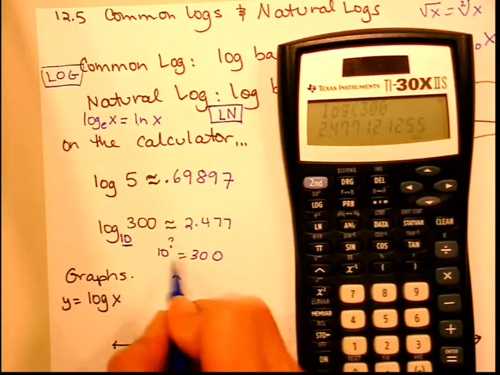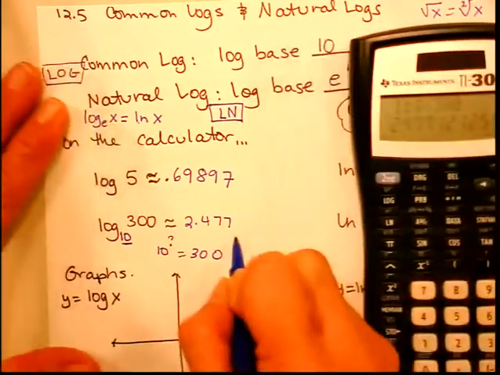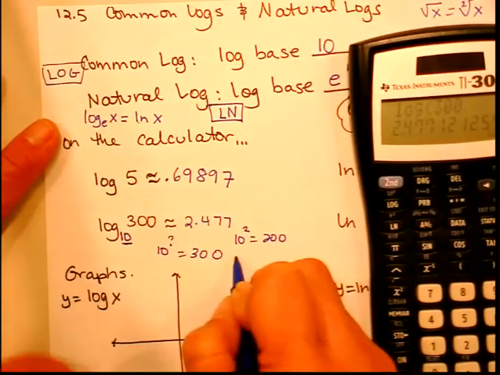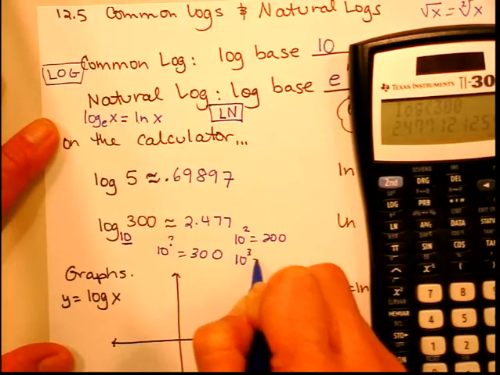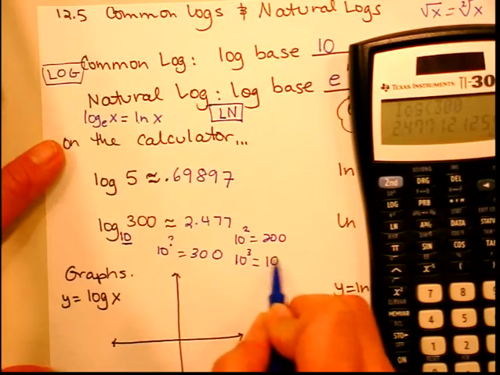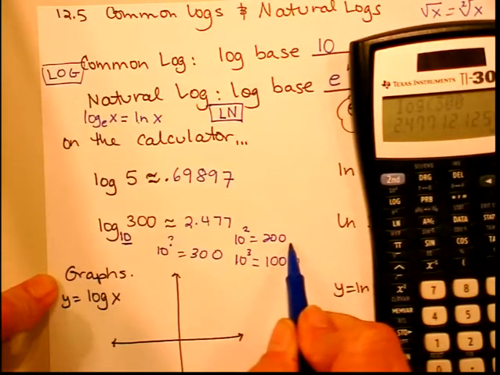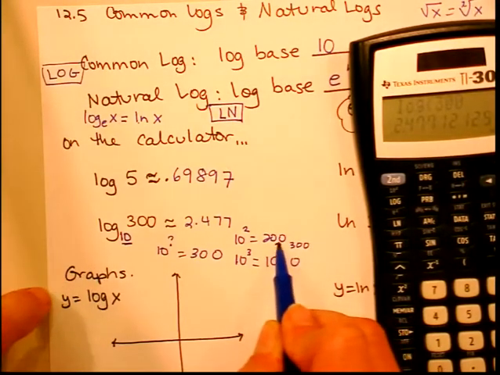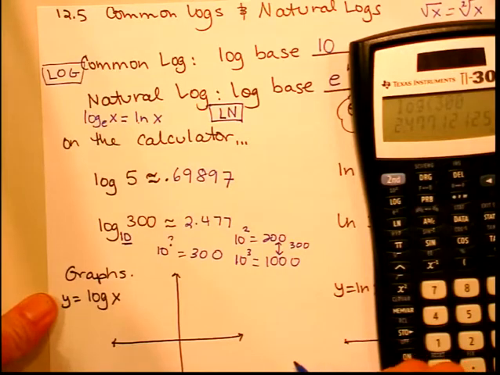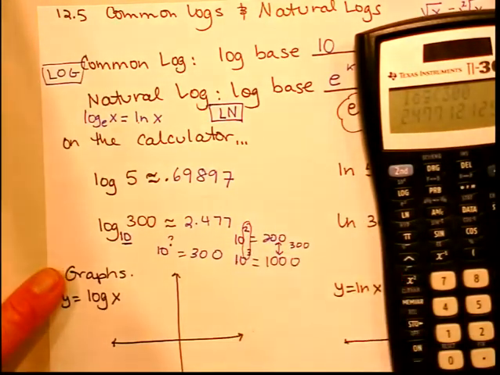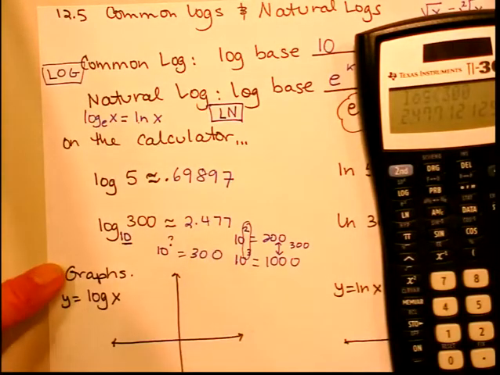Okay. Well, think about, what does 10 squared equal? Right? 200. And what does 10 cubed equal? Right? 1,000. Well, since 300 falls between these two, we would expect our logarithm to fall between the 2 and the 3, which it does.